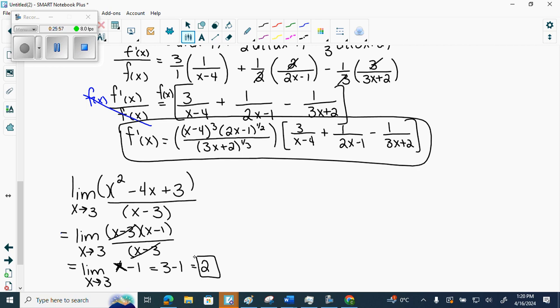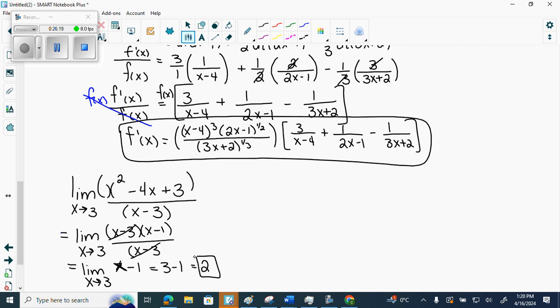Remember that? Okay. L'Hopital's rule. It's a great thing. L'Hopital's rule is a necessity when you end up with a 0 over 0. So when you plug it in, you get 0 over 0, or you get infinity over infinity. Then you have to use L'Hopital's rule. But let's see if it works on other things.